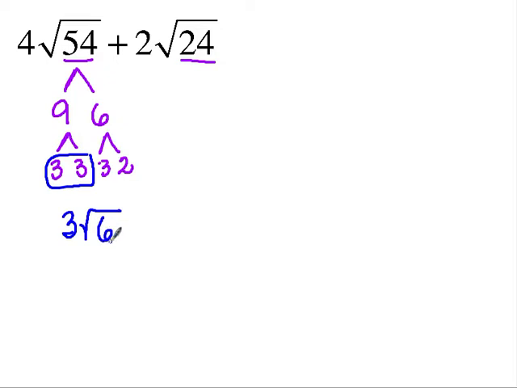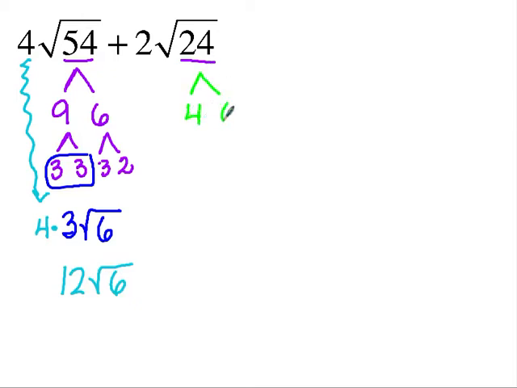You guys get through at 6? Now you're almost done, but you got to bring down that 4. Okay, from up above. So when you bring down that 4, it becomes 12 root 6. Okay, now we got to do the same thing with the 24. So did you break 24 down? Yep. Okay, so we got 4 and 6, 2 and 2, 2 and 3.